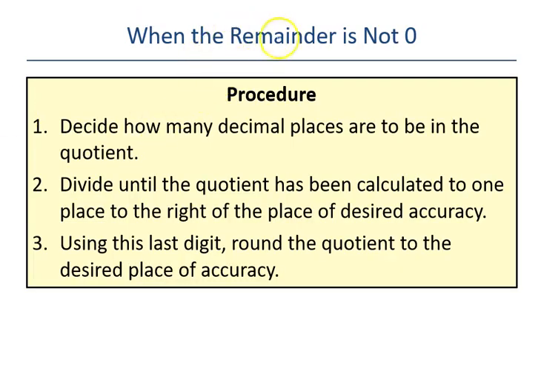When the remainder is not 0, decide how many decimal places are to be in the quotient. It's up to you sometimes, but sometimes they'll tell you where they want you to go. Divide until the quotient has been calculated to one place to the right of the desired accuracy. If they tell me to go to the tenths, I'm going to go to the hundredths. If they tell me to go to the hundredths, I'm going to go to the thousandths, and so on and so forth. Using this last digit, round the quotient to the desired place of accuracy.